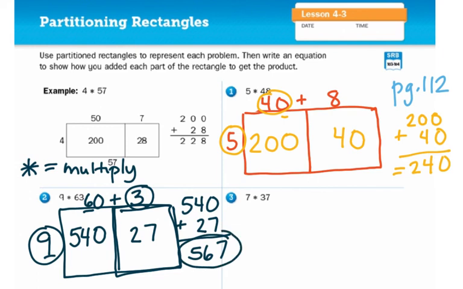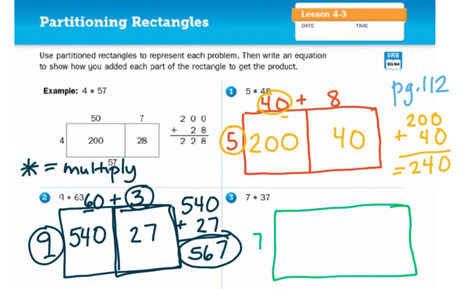Next, number 3, 7 times 37. You're going to start by drawing a rectangle. Put 7 on the side. The value of the 3 is 30, plus the value of the ones place, which is 7. Now let's go ahead and multiply.